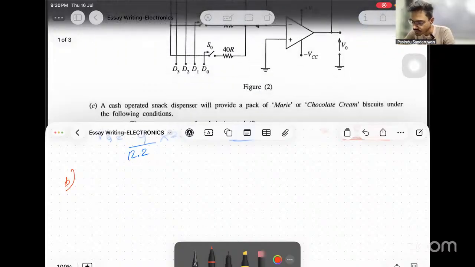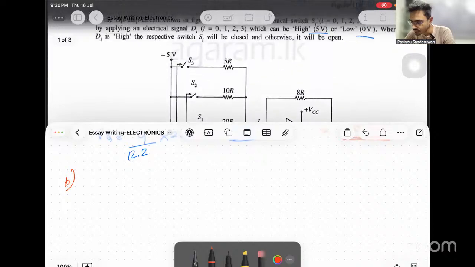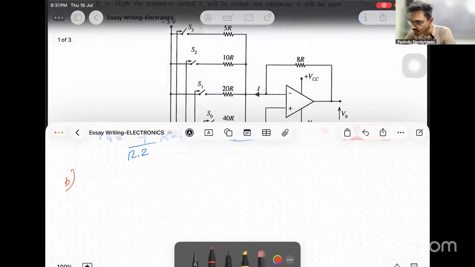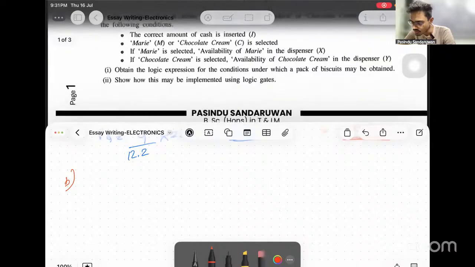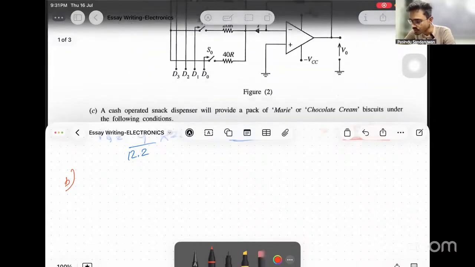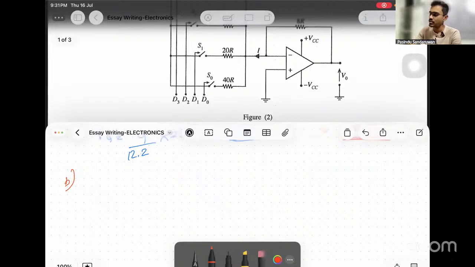Okay, then first one. Oh, wait. Sorry, the question is missing here, it seems. Some part is not clear. An error occurred with the compiling.